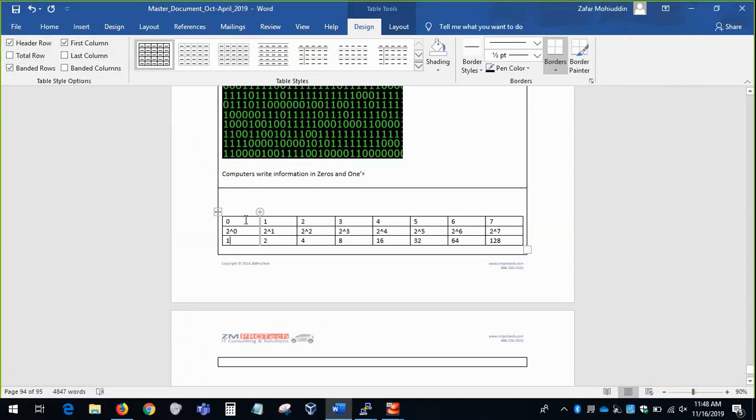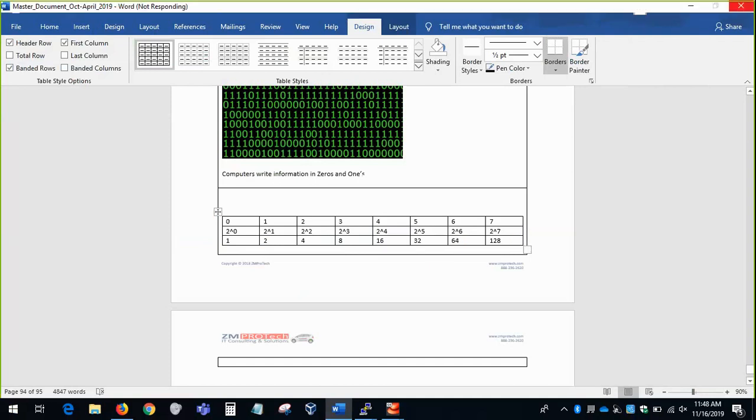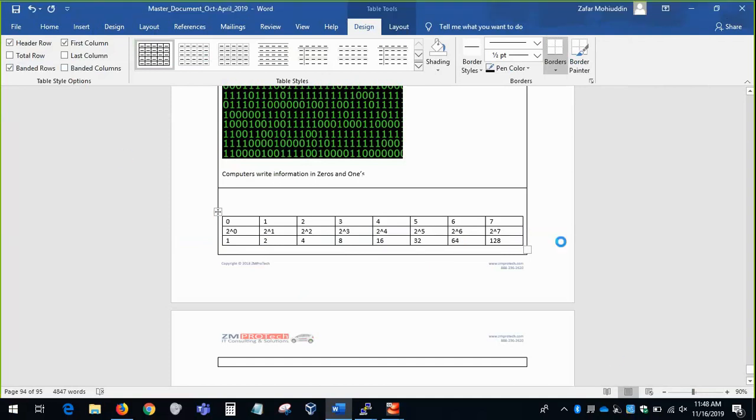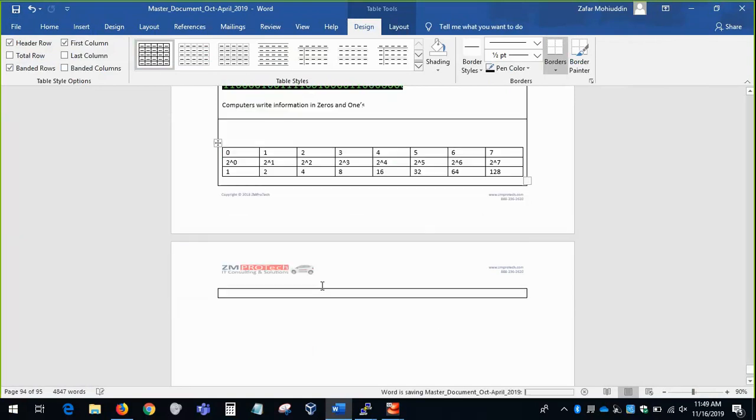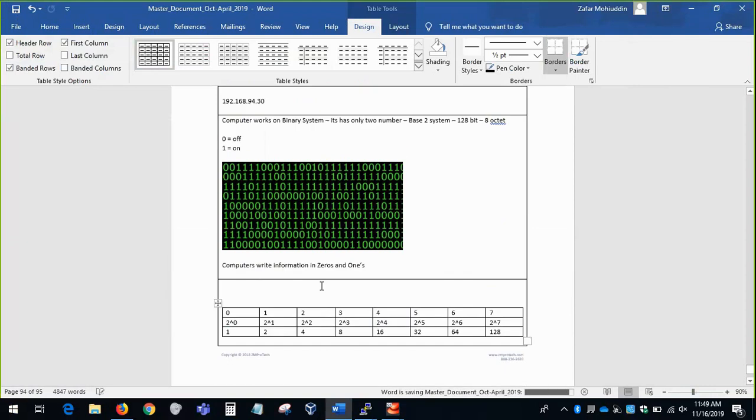So 2 to the power 0 is 1, then 2, 4, 8, 16, 32, 64, 128. If you go up to base 16, it's going to go all the way up to 256, and then the real characters would be 65,000. Okay, so we're going to decode this here.